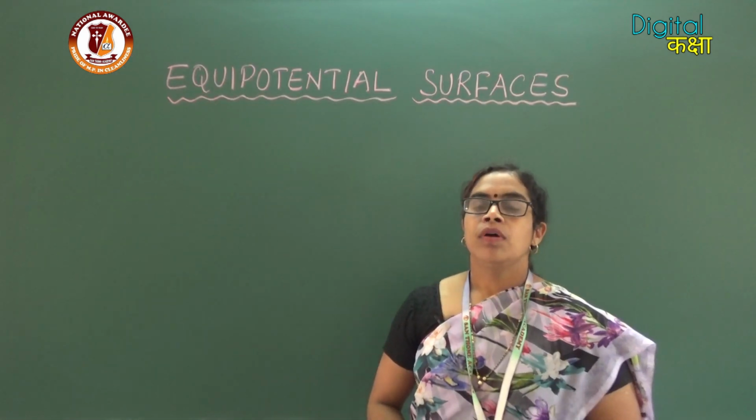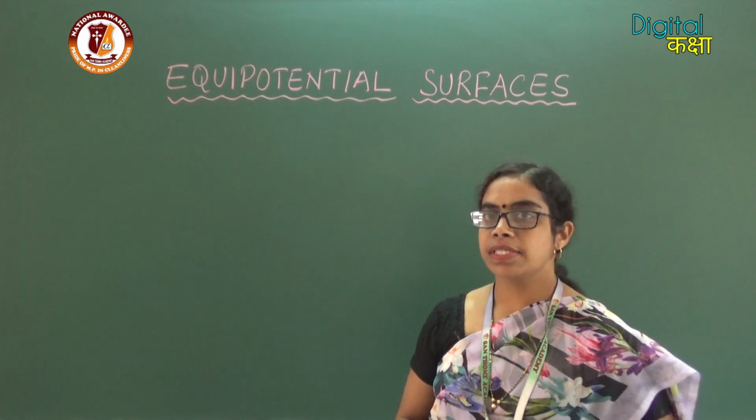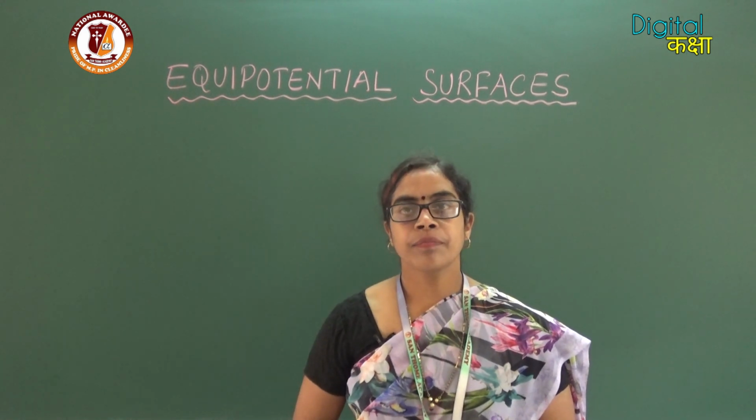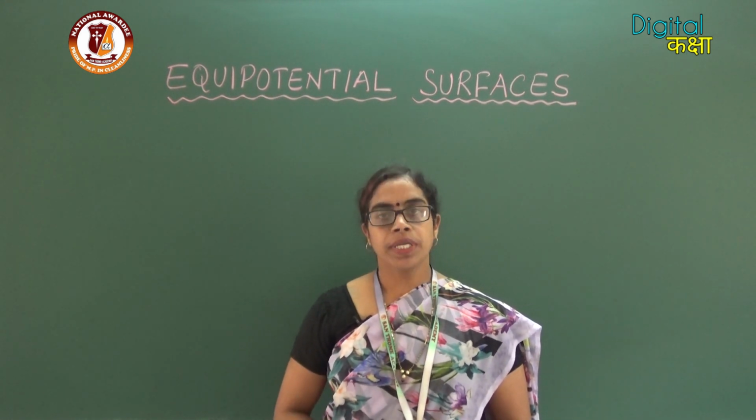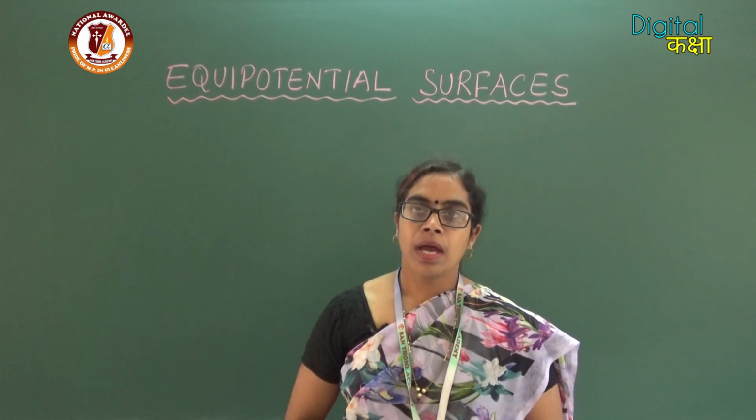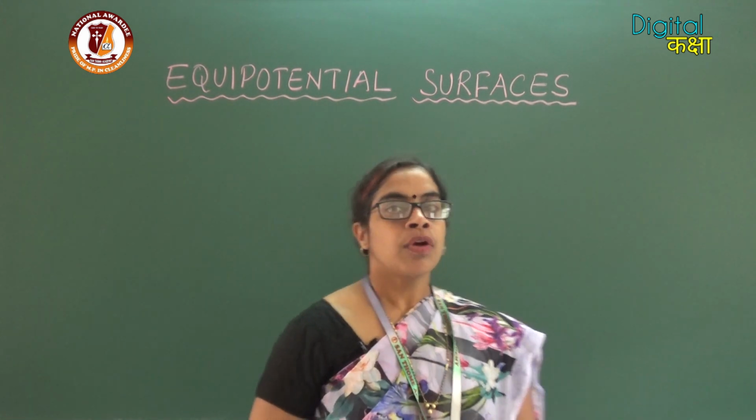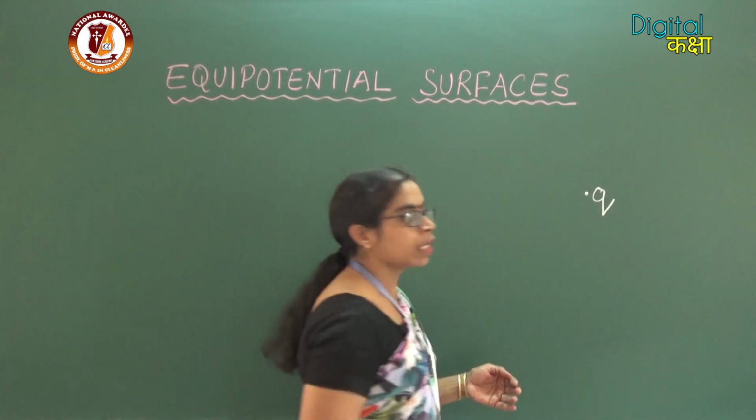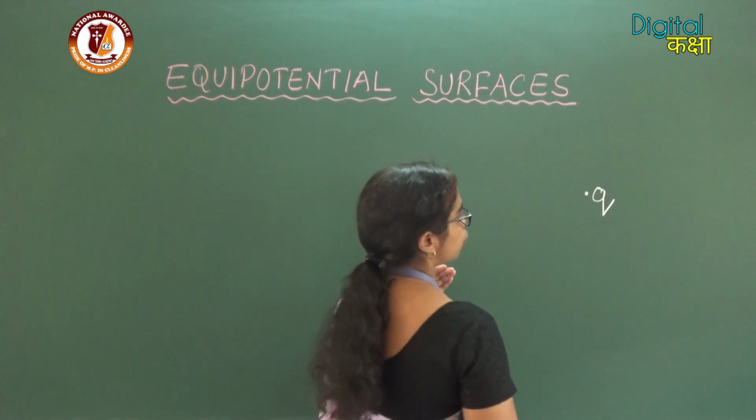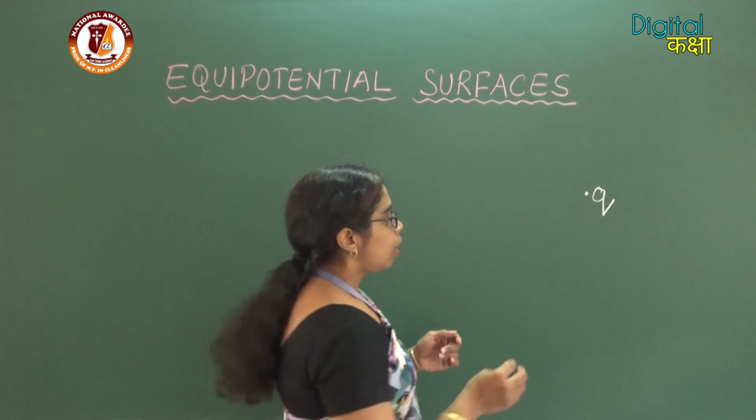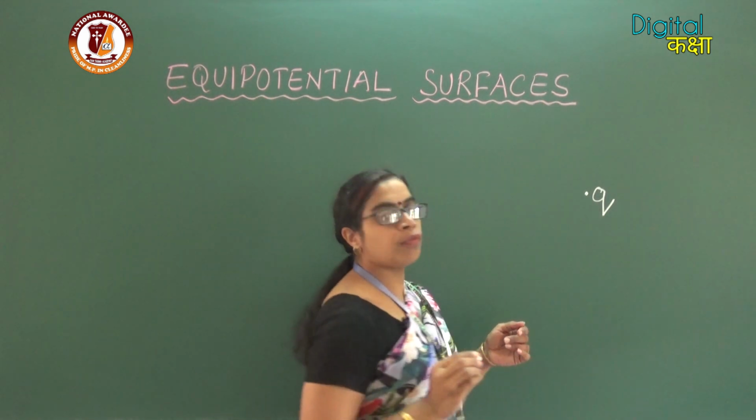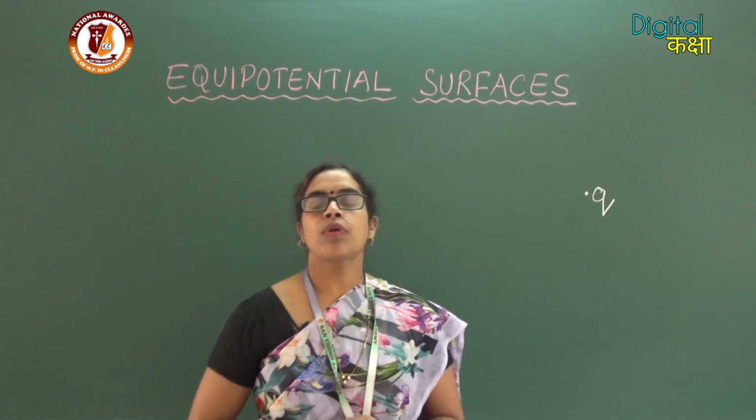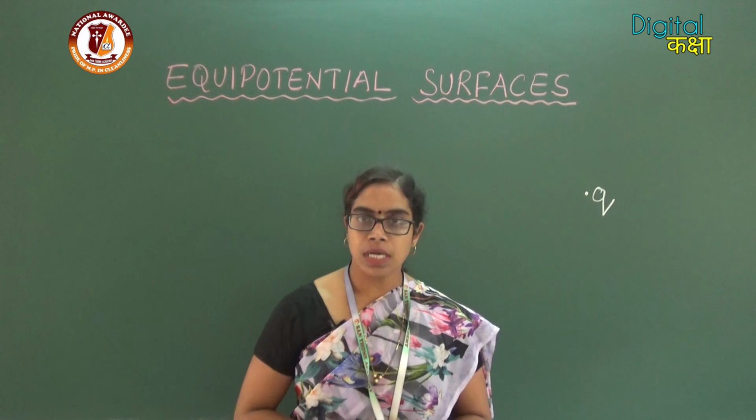Let us know about what are equipotential surfaces. Equipotential surfaces are those surfaces at which the value of the potential remains the same at all the points. For example, if there is a point charge taken, then the value of the potential according to the formula V is equal to 1 upon 4 pi epsilon naught into Q upon R, where this is the formula for the potential due to a single charge.